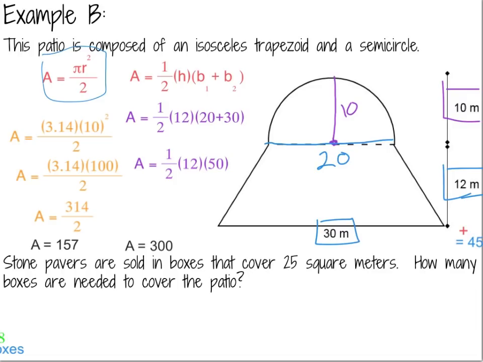So I've got my two areas. Now I'm going to add them together so I can figure out what the total area is. So 157 plus 300. And when I do that, I get my area equals 457 meters squared. But that's not the end of the problem.